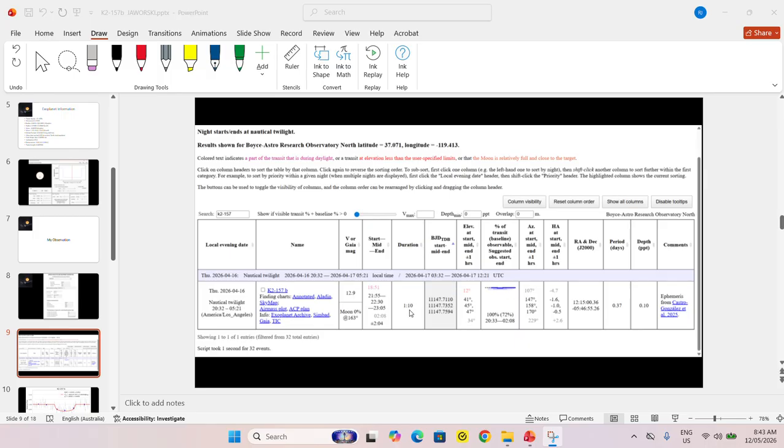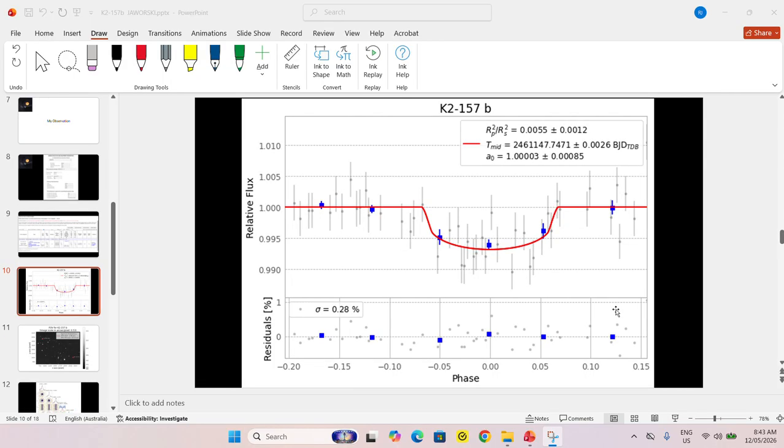So the duration of the transit is 1 hour and 10 minutes. The depth is very shallow, 0.10. And as we've said, it orbits the star very rapidly with a period of 0.37 days. So here's my light curve.